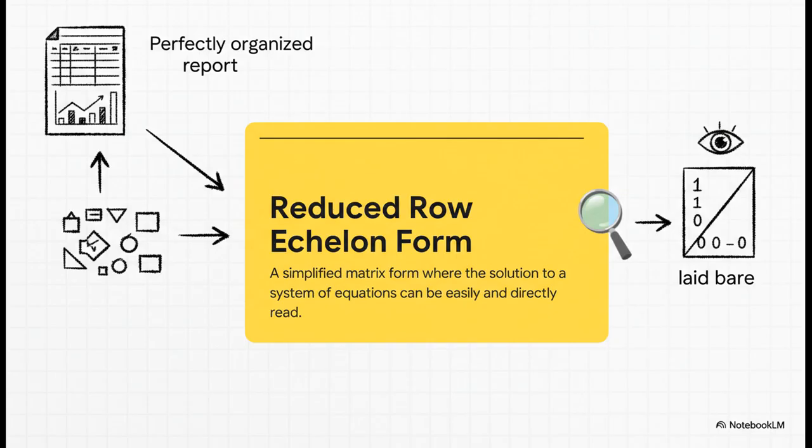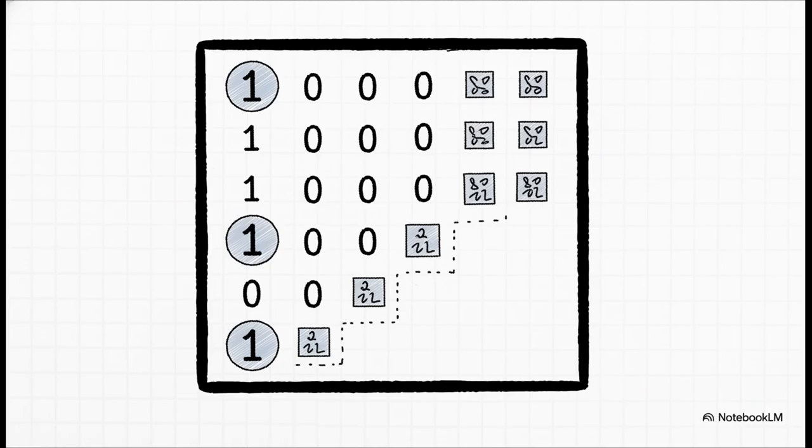It's a very specific, very organized structure that is mathematically equivalent to our original system, but it's been arranged in such a perfect way that the solution requires no more calculation. Our entire goal from this point on is to methodically manipulate our starting matrix until it conforms to the strict rules of RREF, and in doing so, we'll reveal the solution that's currently hidden inside those numbers. These 3 rules, this is our constitution. This is everything. Let's really examine each one.